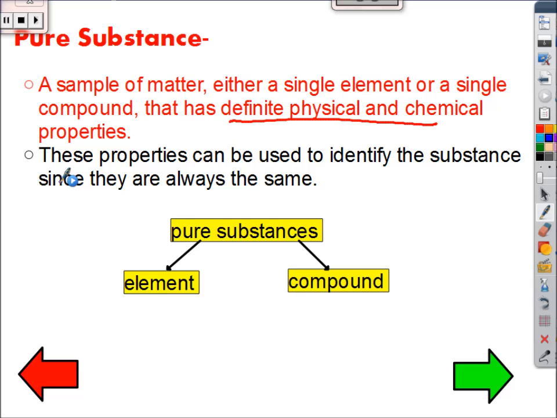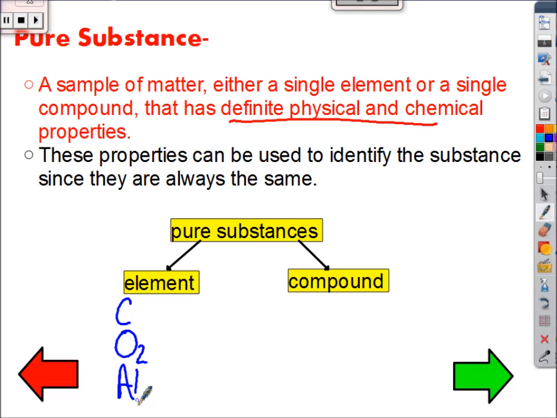But pure substances can either be elements or compounds. So what is an element? Something that is on the periodic table. Carbon is an element. We represent it as C. Oxygen is an element. Even though we represent it as O2, it is an element. Aluminum is an element. It's a substance with only a single element involved.